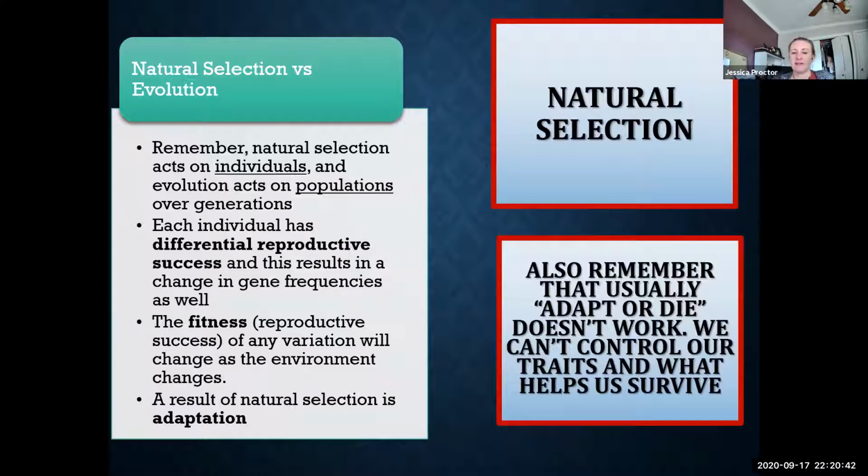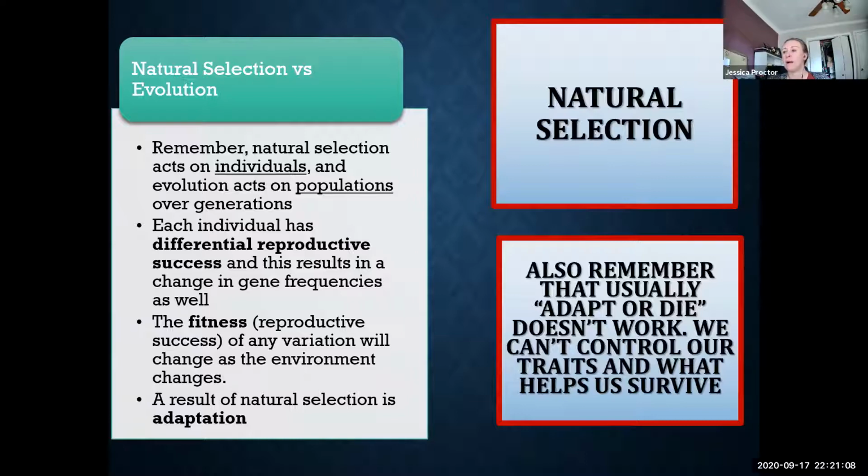Now, fitness is not necessarily talking about how good you are at going to the gym. That term fitness is talking about your individual success, meaning how adaptable you are to your environment. That's your individual fitness. And there's also your reproductive fitness as well. The fitness, essentially reproductive success, of any variation will change as the environment changes.